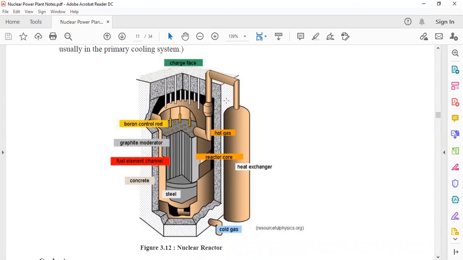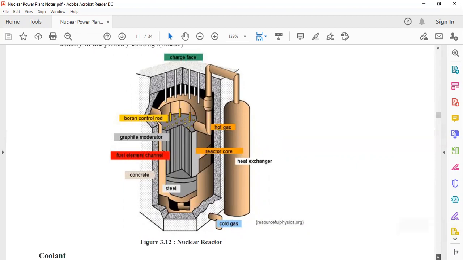This is an image of the nuclear reactor, where you can see the moderator. This is the fuel element channel inside which the fuels are placed. Then the graphite moderator, which will slow down the process, and the control rod which will absorb the neutrons. This is the hot gases, and this inside assembly is the reactor core. Here we have the heat exchanger, which will transfer or exchange the heat from the nuclear reaction to the steam generator. So this is about the nuclear reactor.